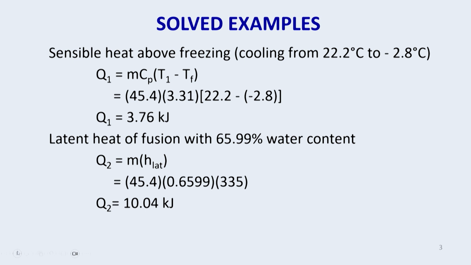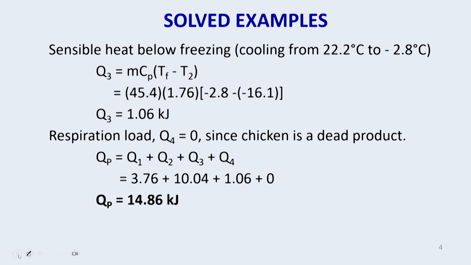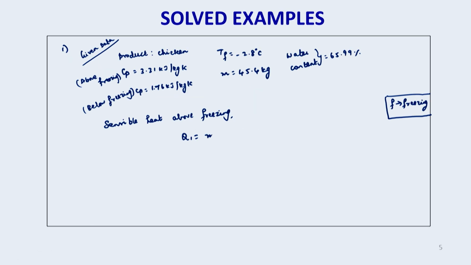In one of the earlier lectures, I had mentioned two types of formulas. If the product is not arriving in bulk, we have to consider the packaging material also, the mass of the packaging material and its specific heat capacity. Since it is not given, it is assumed that the product arrives in bulk. So Q1 equals M into Cp into delta T, where delta T is the initial temperature minus the freezing point.